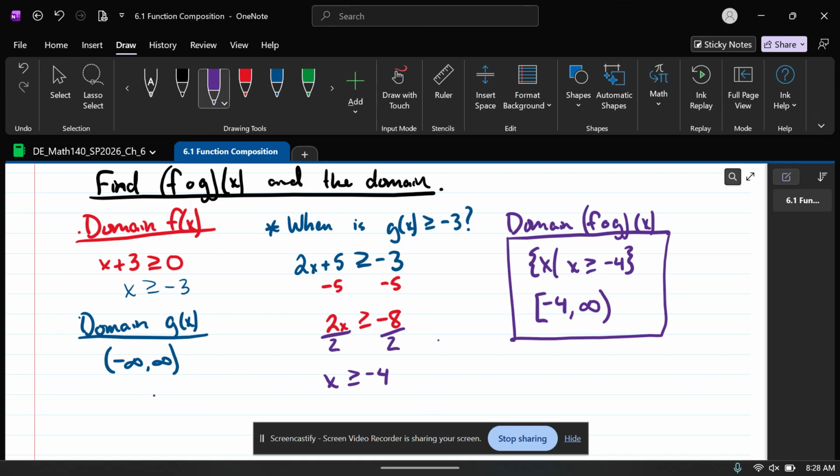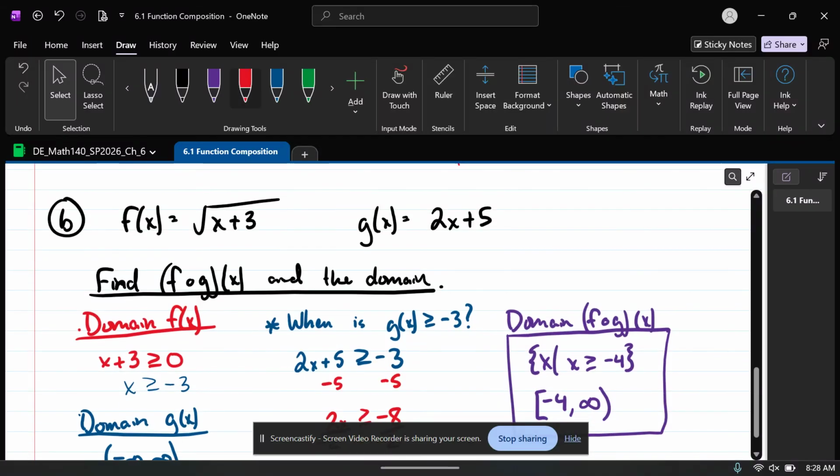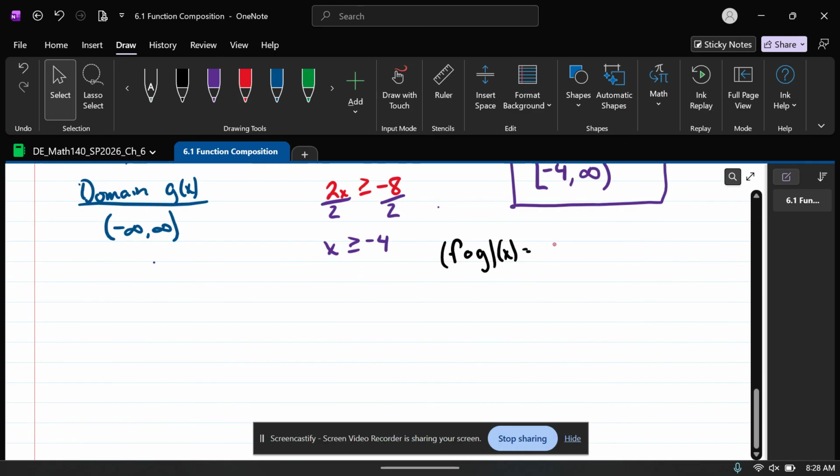All right, so we found the domain without finding the composite function. That helps. Let's go ahead and find the composite function. So let's find f composed with g of x. So we're taking the g of x function, taking this guy, and we're replacing x in that function. Okay. So square root, and instead of x, I've got the 2x plus 5, and then I have the plus 3 still underneath that radical.